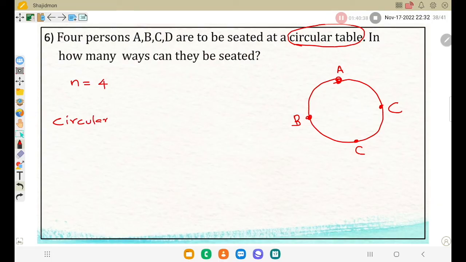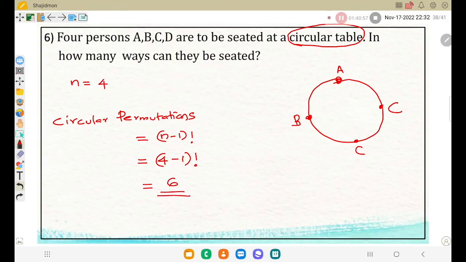So circular permutations. Number of circular permutations equals n minus 1 factorial. Correct? We studied the rule. What is n? 4. 4 minus 1 factorial. What is 4 minus 1 factorial? 3 factorial. That means 6 ways. Correct? We can arrange 6 ways around a circular table. Hope you understood that one. Correct?